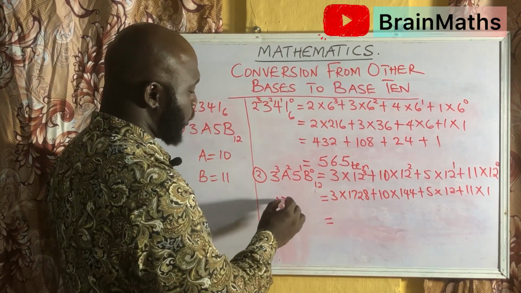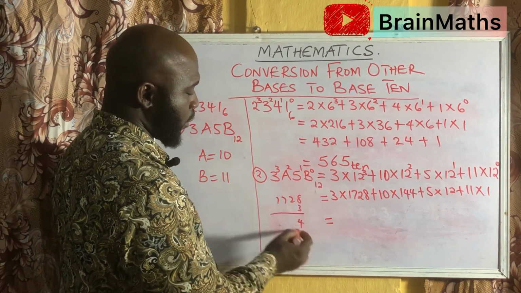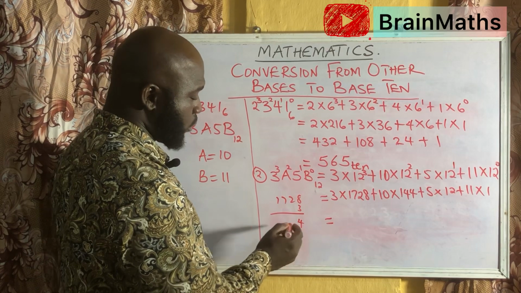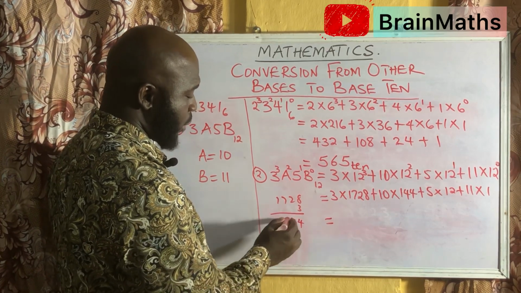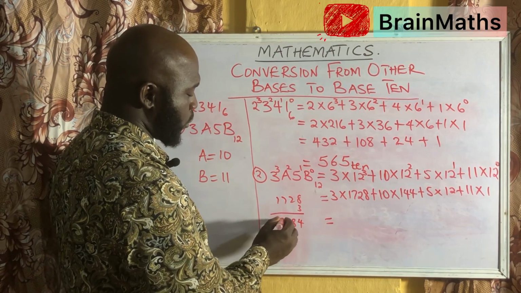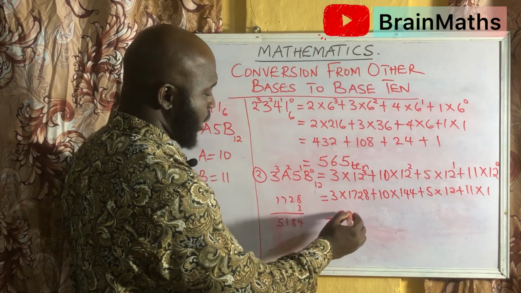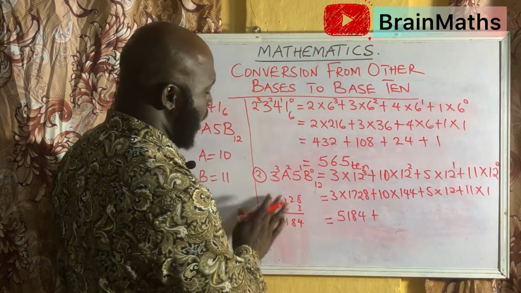So we have 1728 by 3. 3 times 8, 24. 3 times 2, 6 plus 2, that is 8. 3 times 7, 21. We write 1, remainder 2. 3 times 1 plus 2, 5. So we have 5184 for this. Then we have 10 times 144.